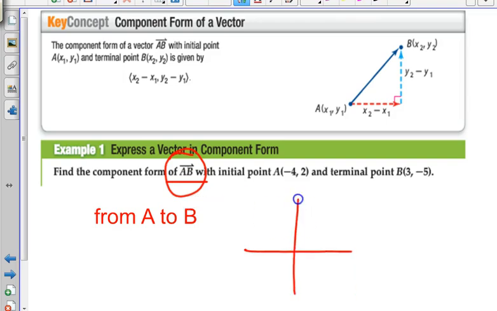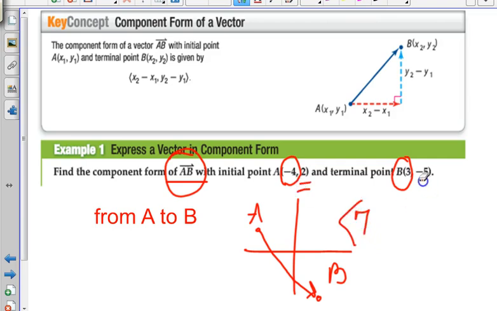Okay? So if I were to sketch this real fast, -4, 2, and 3, -5. This is A, this is B. It's going from A to B. All right? So if you were to say to yourself, the x coordinate went from -4 to +3, what happened? To the right 7, yes? And the 2 went to -5, which would be down 7.